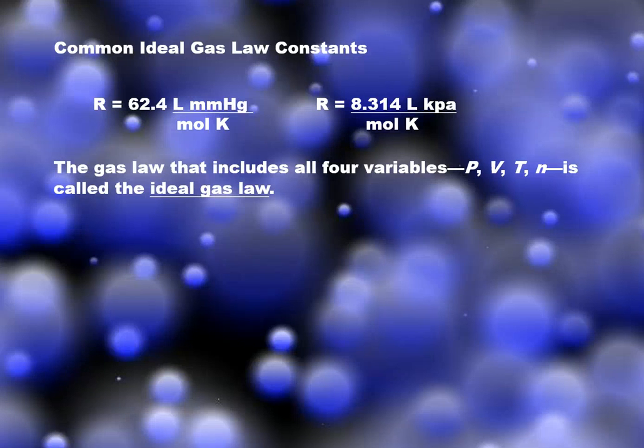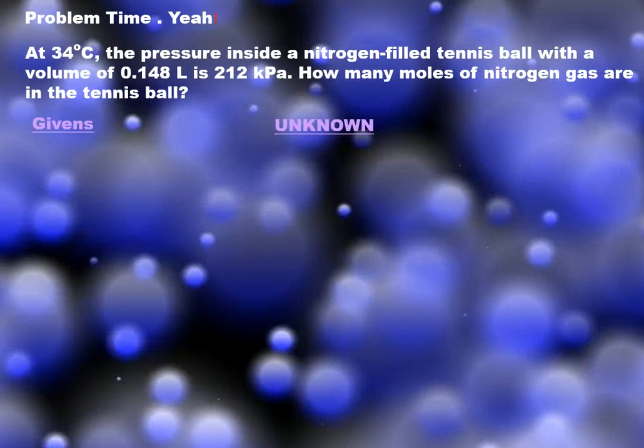Okay, so the ideal gas law includes all 4 of the measurable variables: the pressure, the volume, the temperature, and the number of moles. And this is the equation: PV equals nRT. So that's the combined gas law, and now the ideal gas law. Those are the 2 gas law equations that you need to learn.